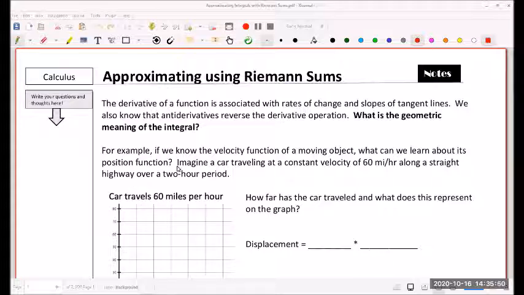So let's take an example. We know the velocity function of a moving object for this example. And what can we learn about its position function? So let's say we have a car traveling at a constant velocity of 60 miles per hour along a straight highway over a 2-hour period.